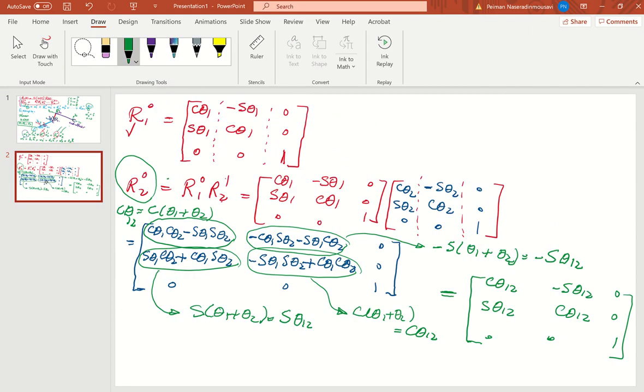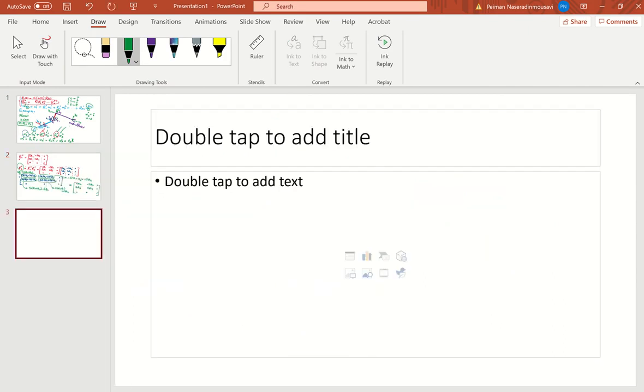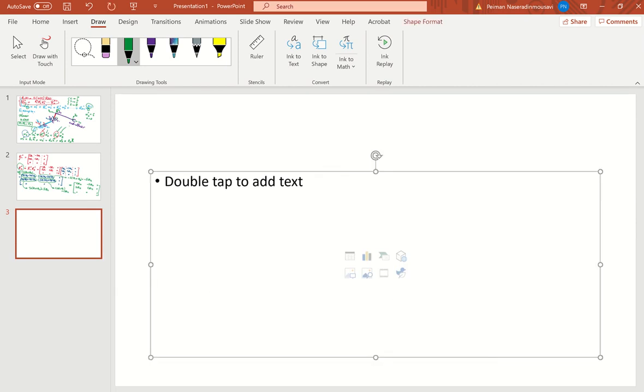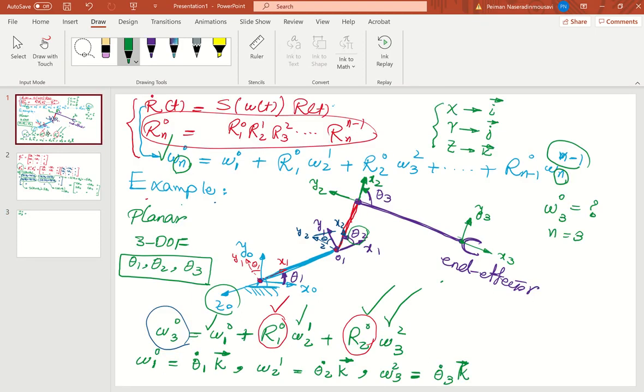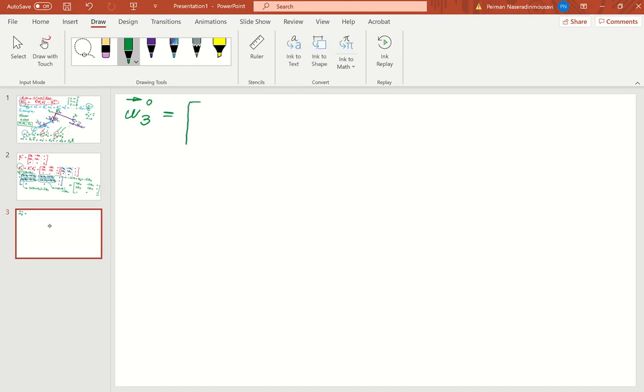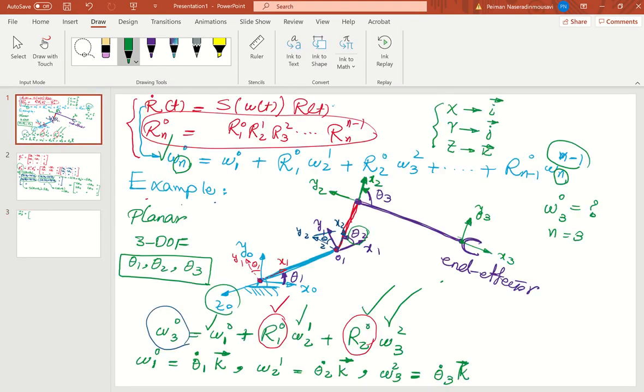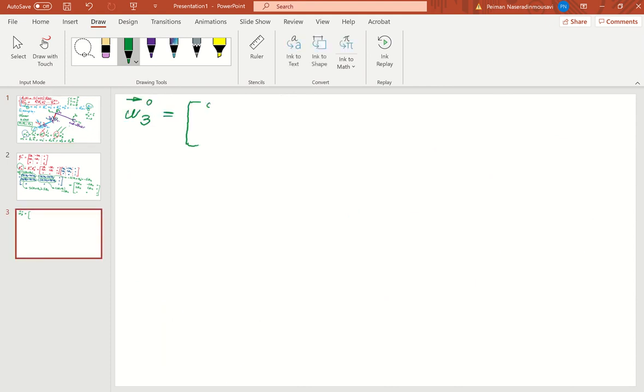So going to the next page, you can now say the angular velocity of the end effector with respect to frame 0, which is a vector. Obviously it is omega 1 with respect to 0. What was that? Theta dot 1 k. So we have to write it in vector format. In this direction, that's right, k. Theta dot k, 0, 0, theta dot 1. Bingo.